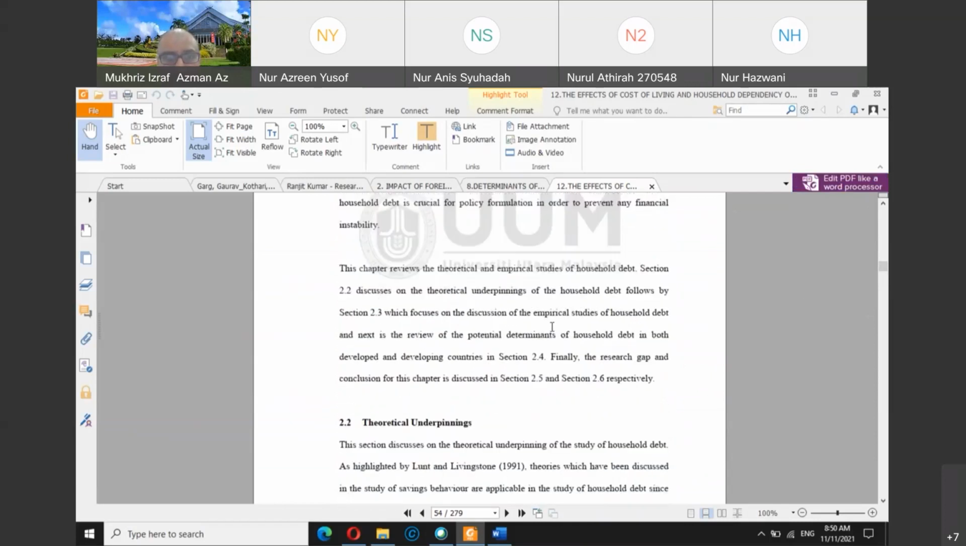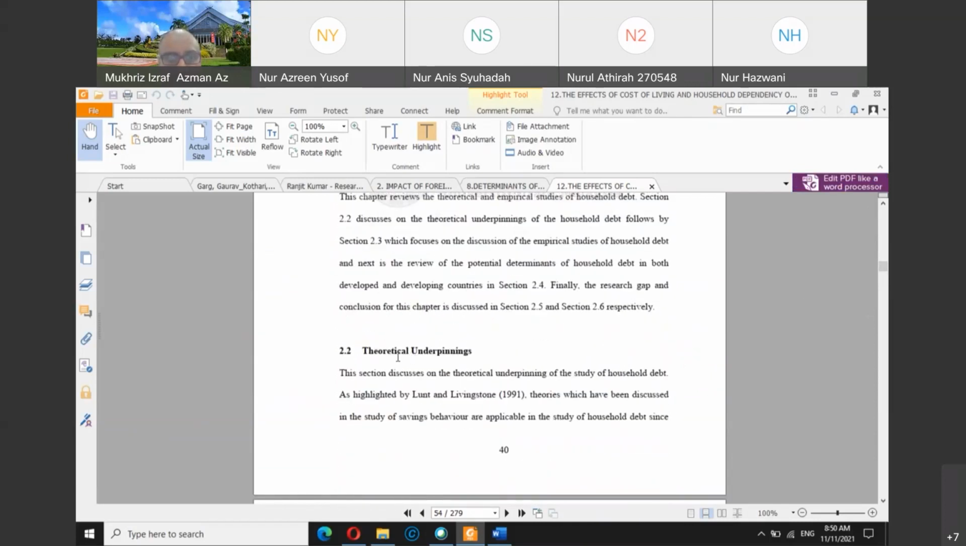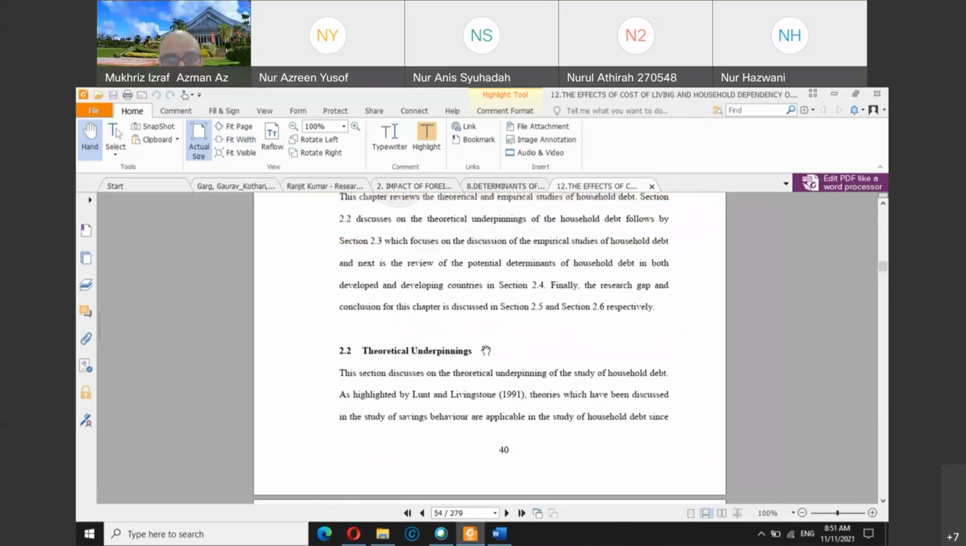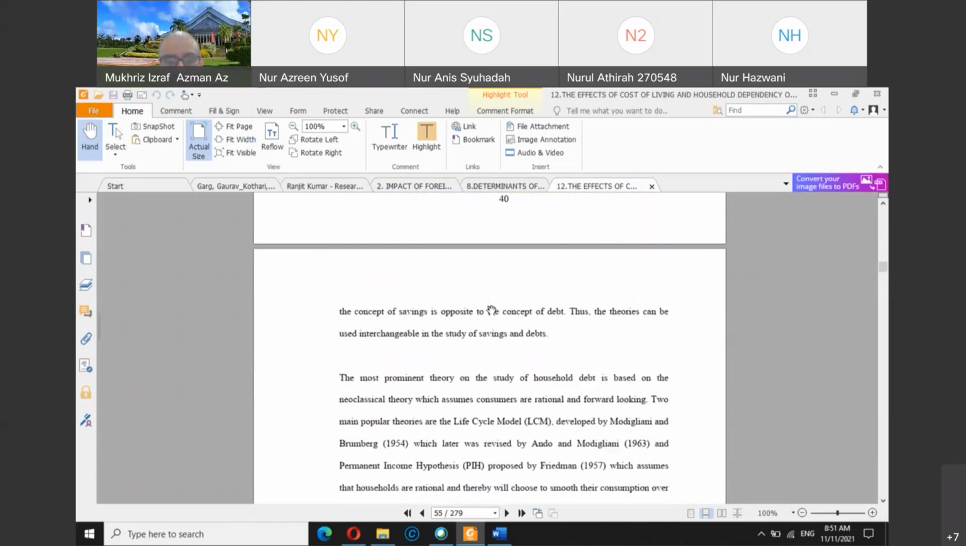You can see that even this thesis starts with the theory. Similar to what I mentioned just now, the first part should be on the theory, and then the second part follows, where you discuss more on the empirical findings. Theory means what are the theories related to the issue. So if the topic is about household debt and the cost of living, there must be some theories. For example, this student uses the life cycle model.